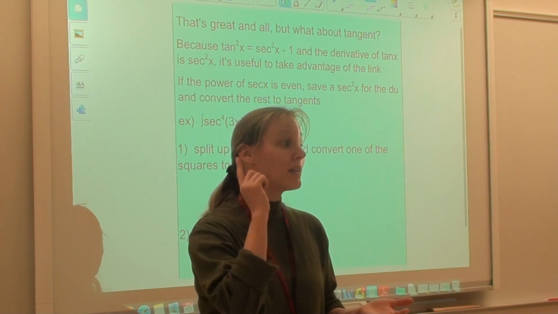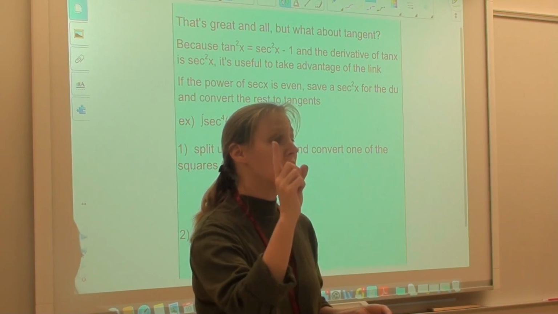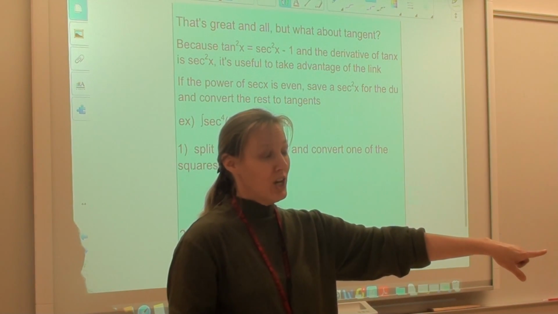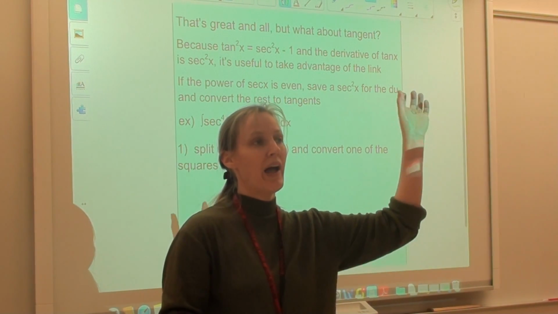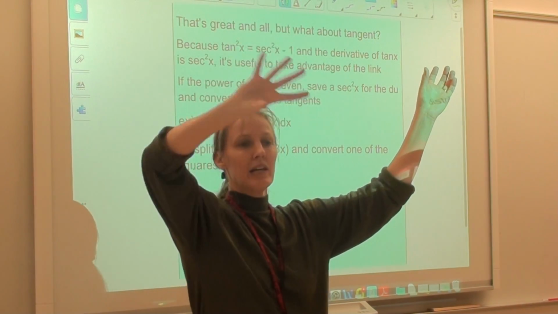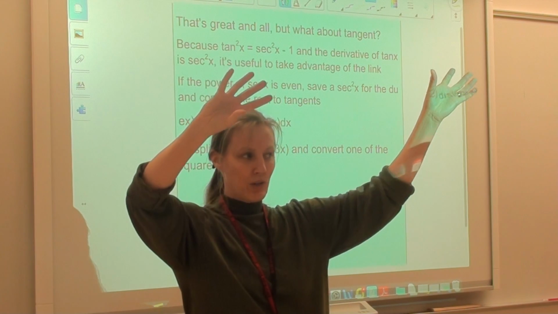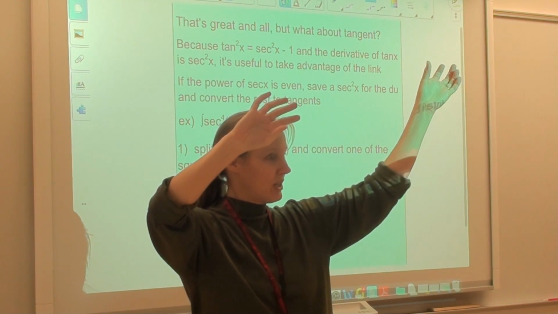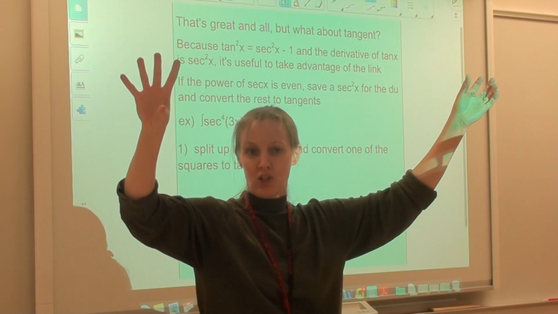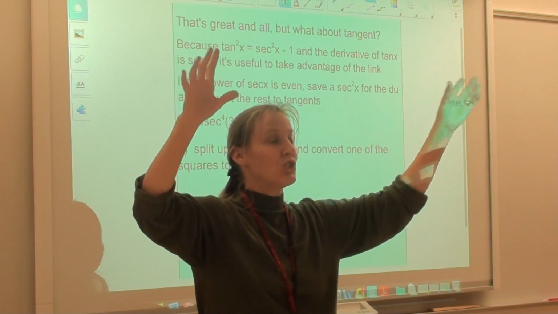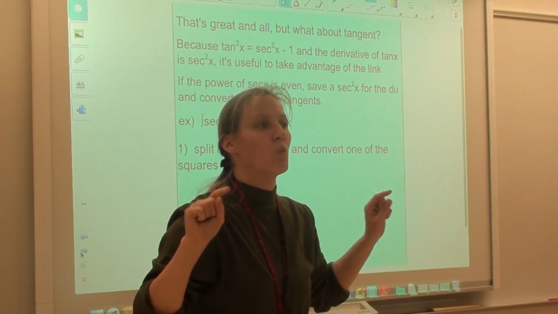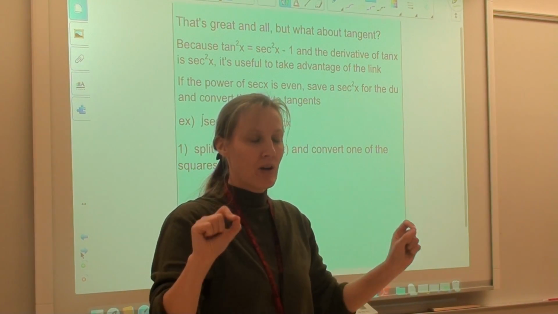But here's the beauty. What's the derivative of tangent? Secant squared. So if you have a secant squared in there, then just convert everything else to tangents. So you save a secant squared for your du, get everything else in terms of tangent, and let u be tangent, right? That is your goal for most of these. If that doesn't work, there's a couple other options.